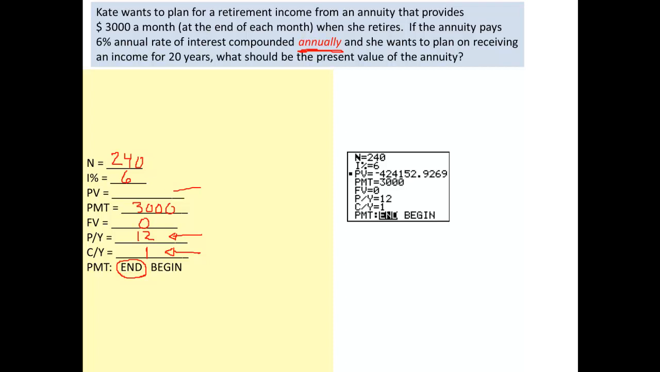And now when I alpha solve, you see here that Kate is going to need slightly more money than she did before, which makes sense because if the money's not being compounded as often, we need to start with more money in the account at the beginning.